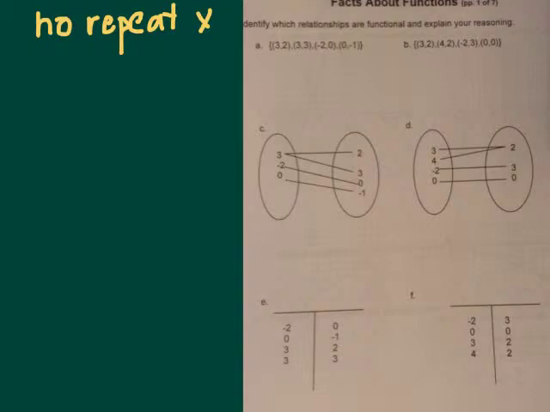Okay, so look at A. We have 3, 2, 3, 3, negative 2, 0, 0, negative 1. Well, that 3 and that 3, those are repeating x values. So this is not a function. It's just a relation.